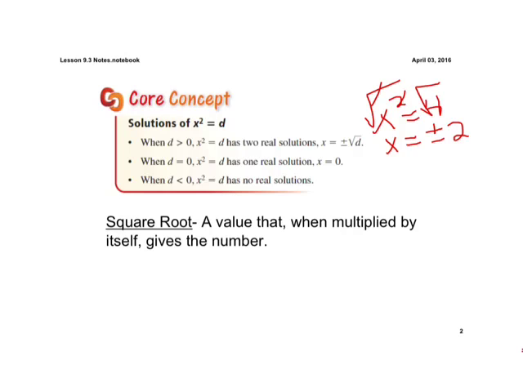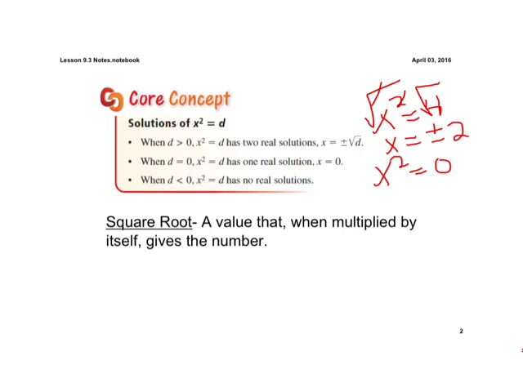Our second one, when d is 0, so when that number on the right side is 0, it just has one real solution, and that solution is 0. Because if we take the square root of 0, we're going to get 0. If we have x squared equals 0, well, the only number we can square to get 0 is going to be 0. So we just have one solution.